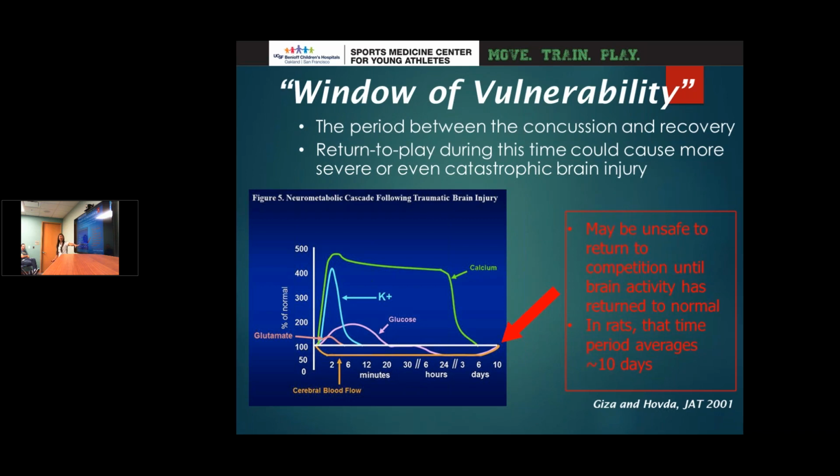And this was studied by Chris Giza and David Hovda, two of our UCLA colleagues. And essentially, sorry about the red, it may be unsafe to return to competition until brain activity has returned to normal. So in rats, this is a rat study, that's about 10 days, okay? In rats, which kids, rats, sometimes the same.